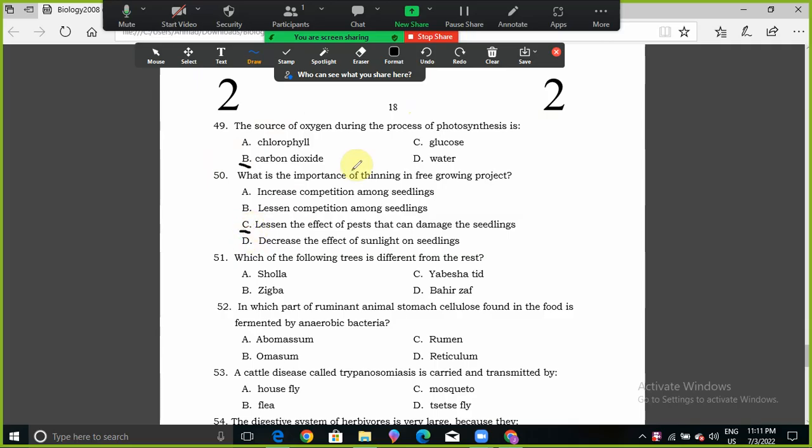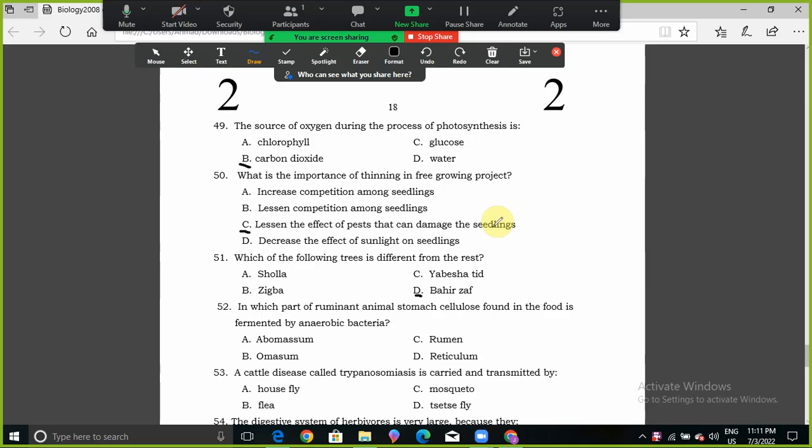Now question number 51. Which of the following trees is different from the rest? Shola, Zigba, Yapesh trade, or Baharzaf? The answer is Baharzaf. In which part of a ruminant animal's stomach is cellulose found in the food fermented by anaerobic bacteria? The answer is tsetse fly. For question number 53, the answer is tsetse fly.